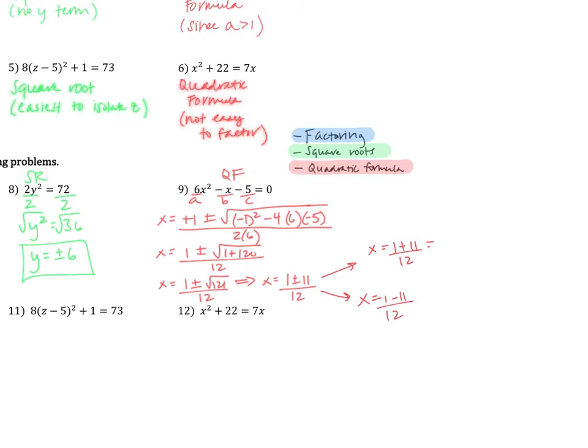So 1 plus 11 is going to be 12 over 12. That's going to reduce to 1. So we know x will equal 1. Now 1 minus 11 is negative 10. So we have negative 10 over 12. We definitely have to reduce that fraction. So that'll be negative 5 over 6. Nice. So looking at that, that's looking pretty good.